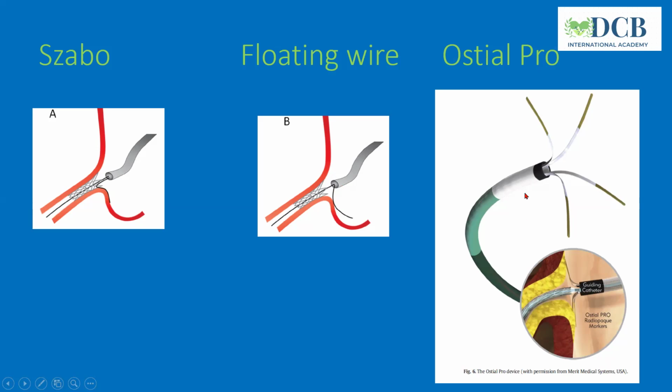And this is the Ostial Pro. This is a special device. In this, there are radio opaque markers, and it comes and attaches to the ostium, and then the stent is deployed.